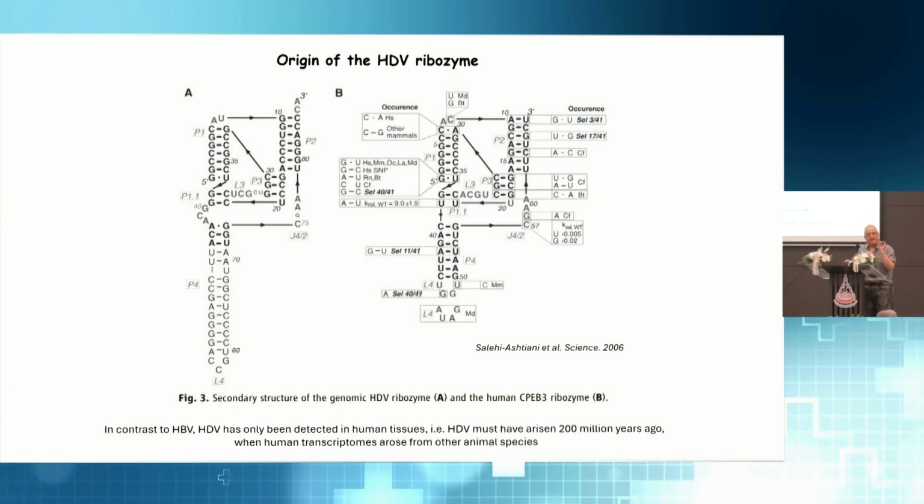Now, what was exciting about this finding, we know hepatitis B virus only infects human tissues, but not hepatitis B virus can also infect non-human mammalian tissue culture cells, but not hepatitis D virus. So that means basically hepatitis delta virus must have arisen 200 million years ago when humans suddenly split and emerged from other mammalian and non-mammalian species.